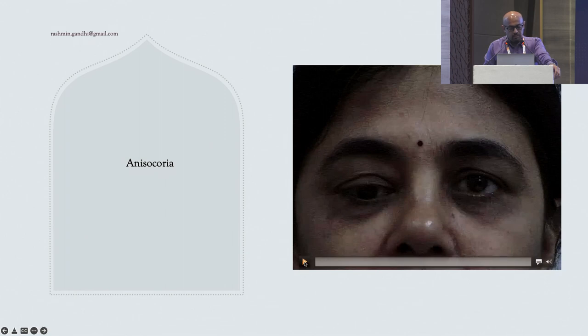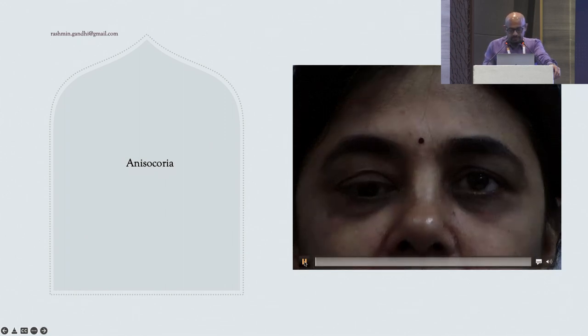Another example of pupil and ptosis is this.